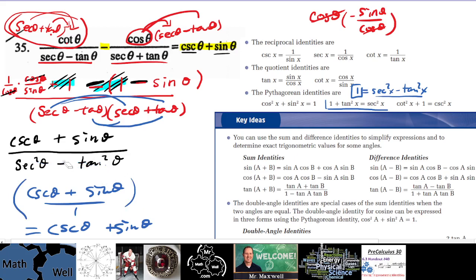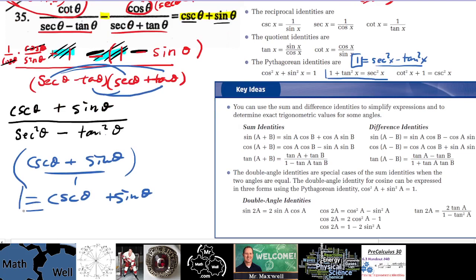Okay? So now, cosecant theta plus sine theta, boom, QED, you're done.